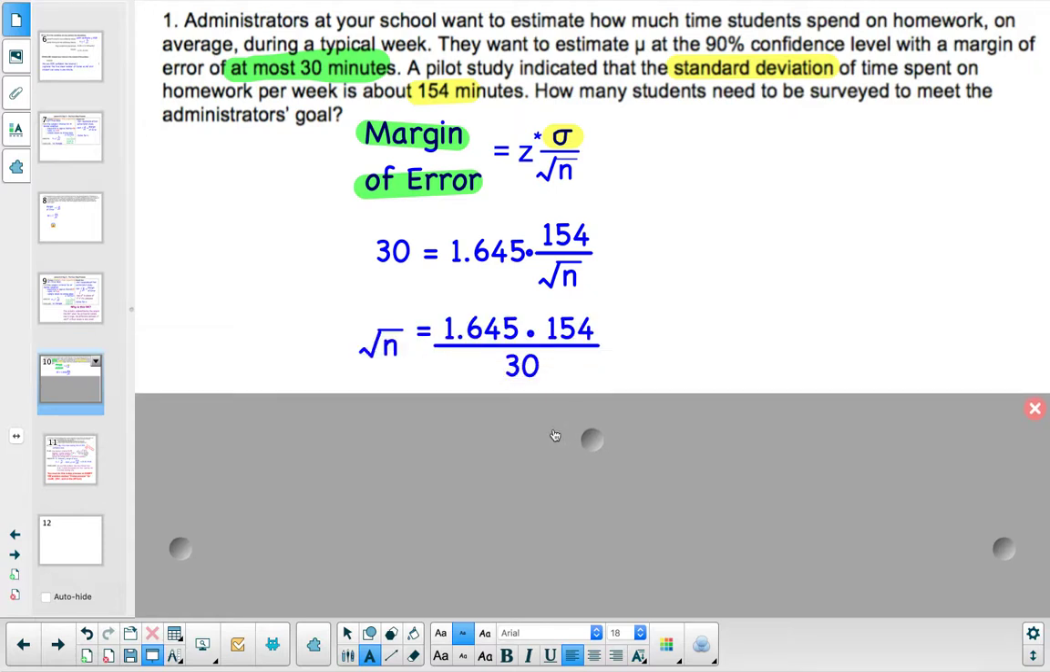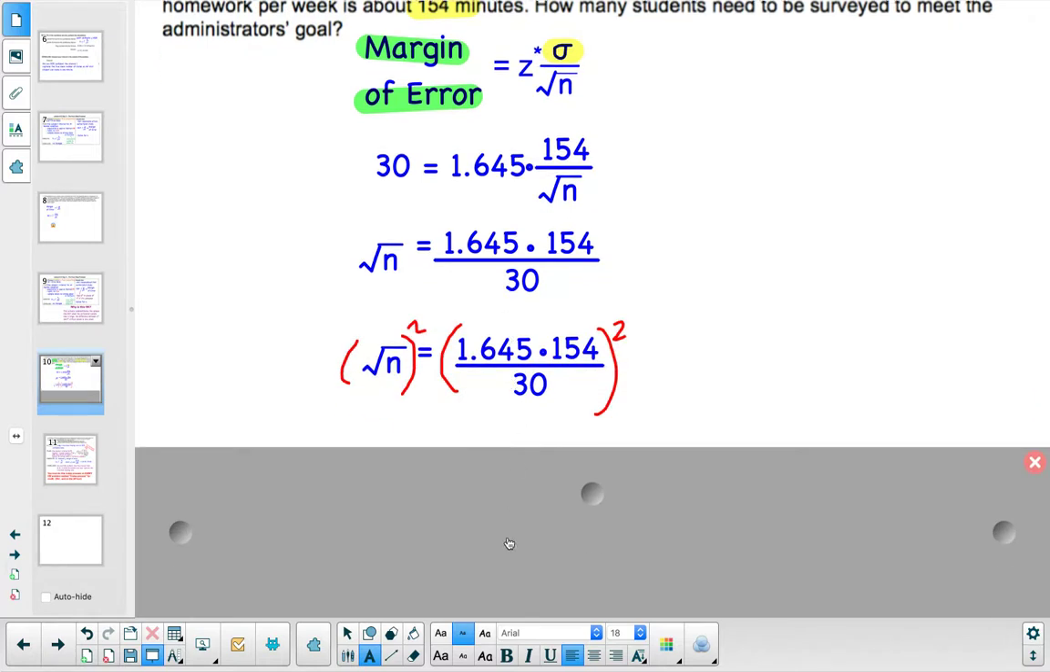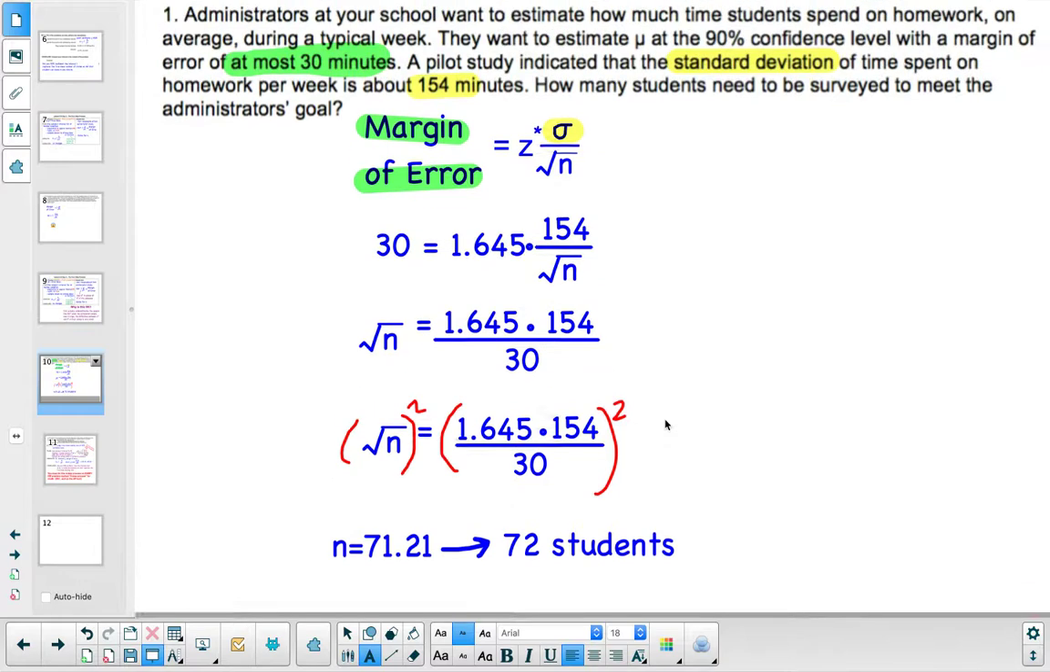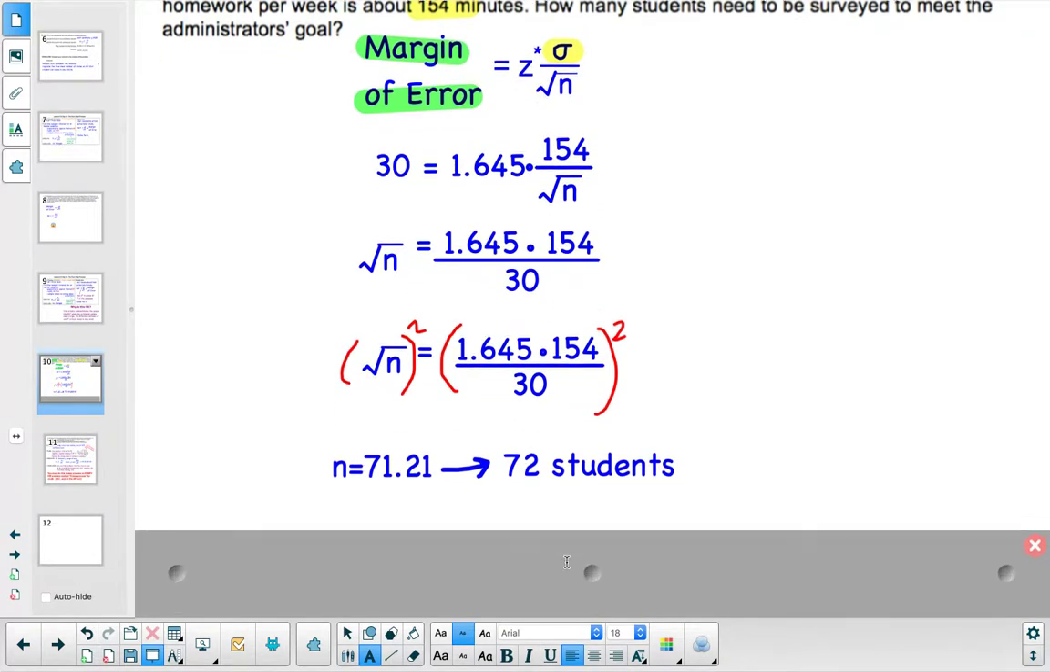So what are you going to do? You can cross multiply, like bring this root n over here and divide by 30. Or multiply both sides by root n, then divide by 30. And then square everything. So that last step should be squaring. And you get n is 71.21, so always round up. So we would want to get at least 72 students. If you got more, your margin of error would decrease. And they said at most 30 minutes, so 72 or more. How many students would need to be surveyed? So 72.